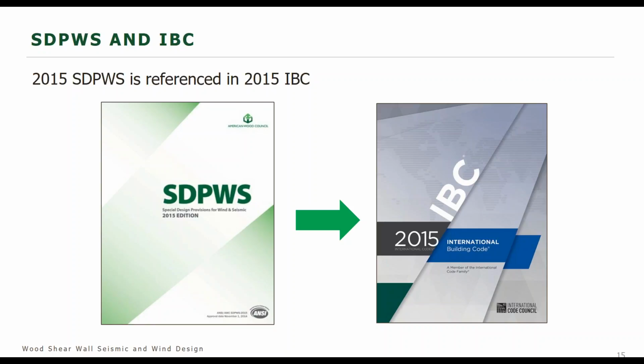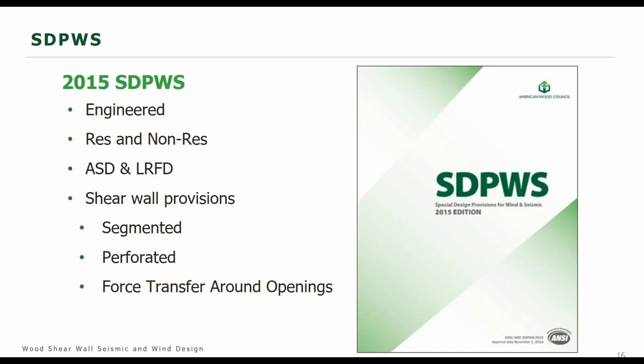So the 2015 SPDWS is referenced in the 2015 IBC. Unlike the wood frame construction manuals, this is purely an engineered document. So it can be used for any structure. It can be used for residential and non-residential, and it is a dual format approach. So you have ASD and LRFD design provisions contained within it.